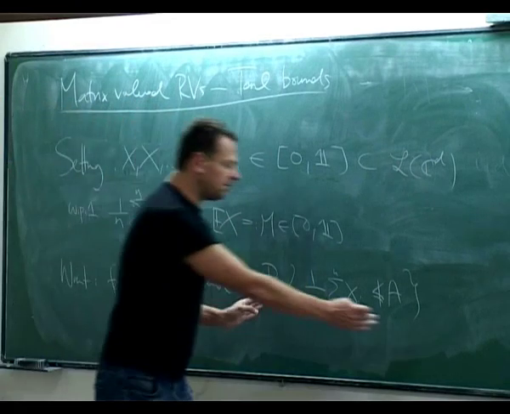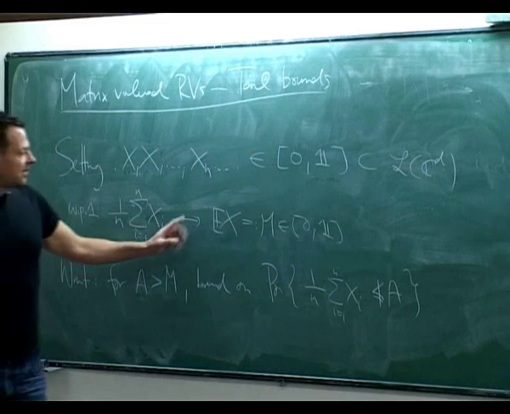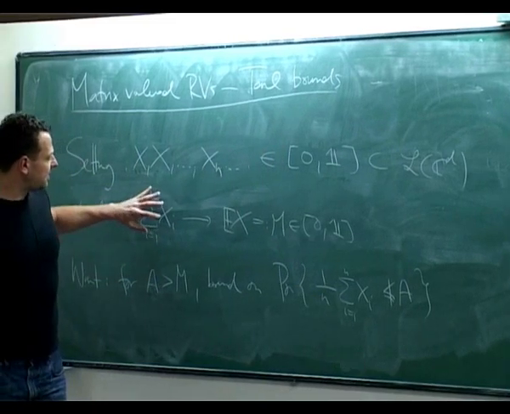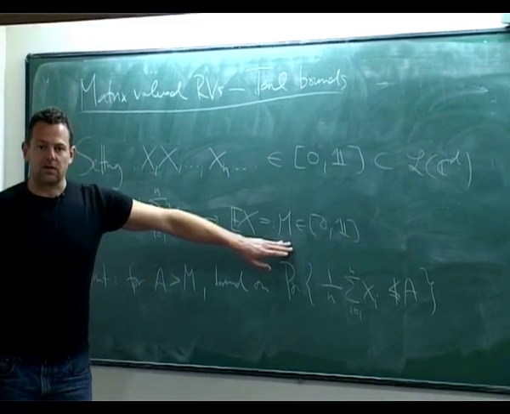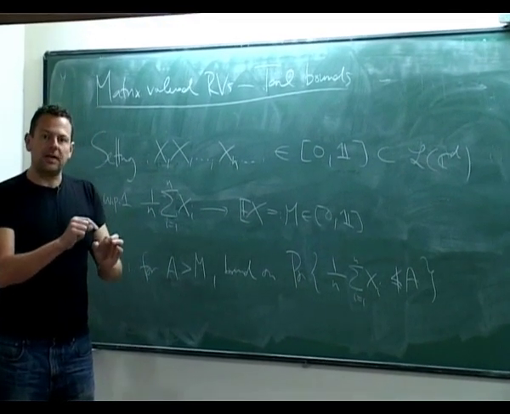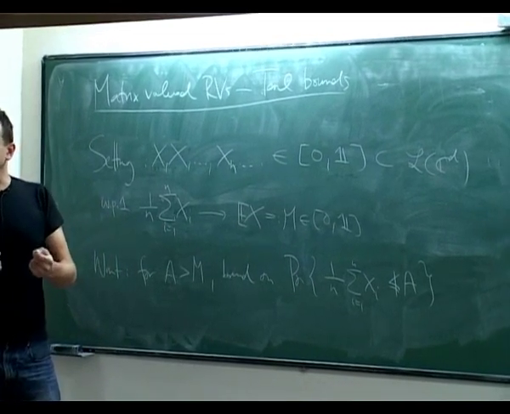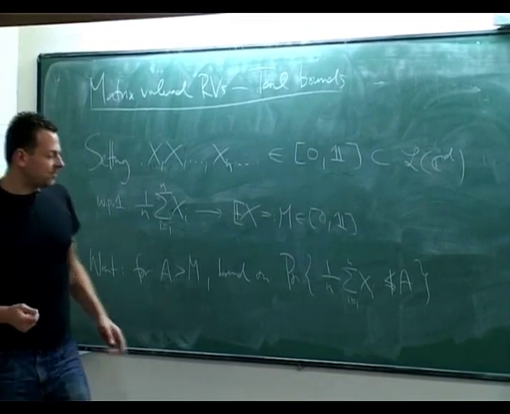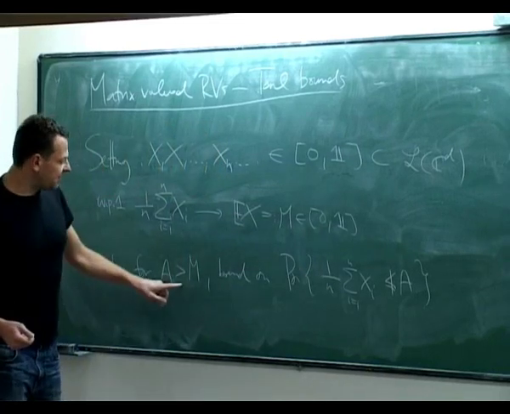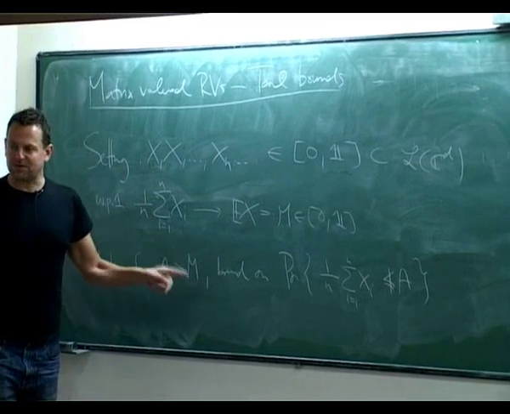Right, so we expect this to be small. Why? Because with probability 1, this mean converges to m. So it means for large n with very high probability, it will be in a very tiny ball around m. So it's basically m plus minus an epsilon of the unit matrix. And that will be included here because I want A to be strictly larger than m. And so A minus m is positive definite.